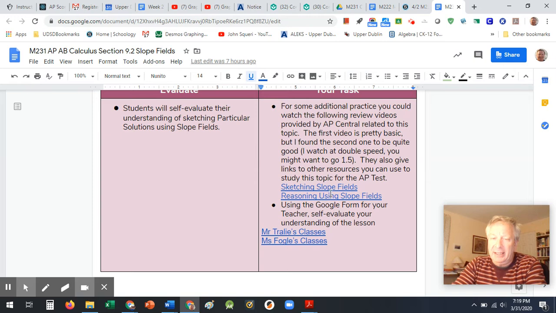There are 2 that are related to this lesson. One is on how to sketch slope fields, pretty basic. I think you guys already know how to do it. You're not going to learn anything new on that. But the second one was pretty good. It's kind of like today's lesson. It's how to reason with the slope fields.